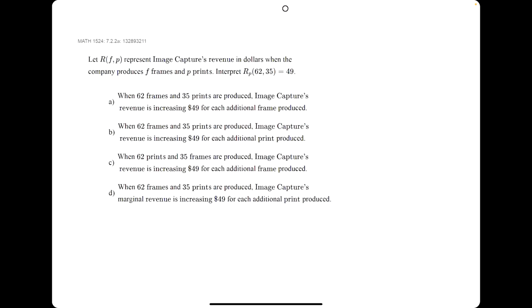In this problem, they say let R(F,P) represent the revenue in dollars when the company produces F frames and P prints. Then they say interpret R_P(6,235) equals 49. So the first thing to recognize is R_P. That's the revenue's derivative with respect to the prints. So in other words, the marginal revenue with respect to prints.